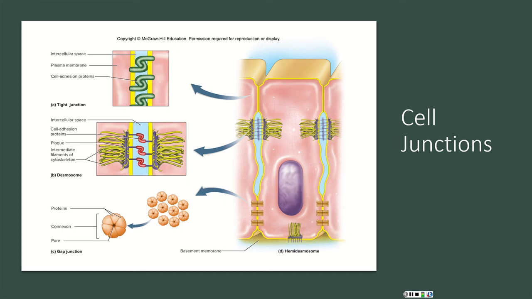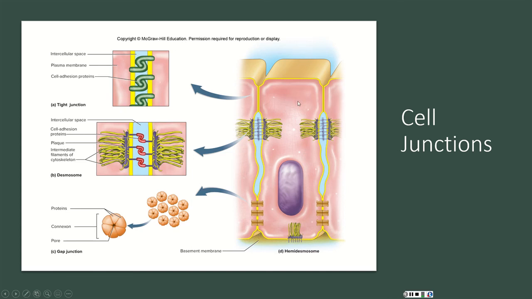First, we'll talk about tight junctions. And tight junctions are just what they sound like. The cells are joined to each other very, very tightly and very, very closely. So we can see that right here. These two membranes are so tight, it almost just looks like one membrane. And we find tight junctions in places where we do not want something to be able to get between the cells.